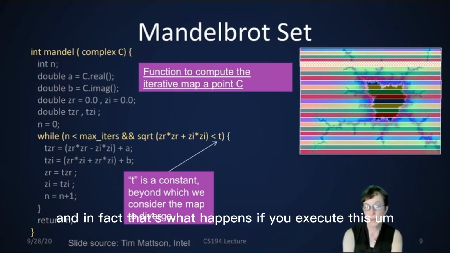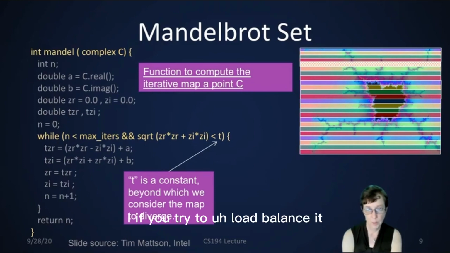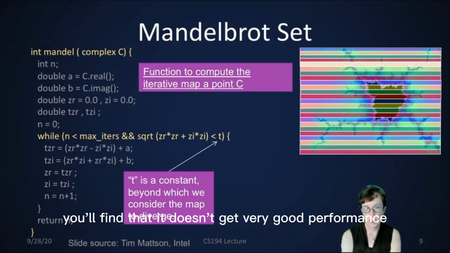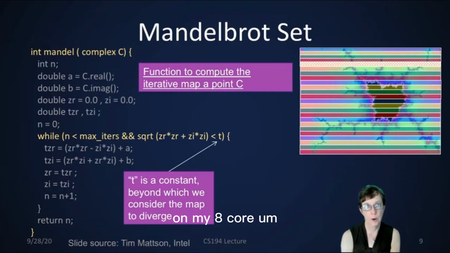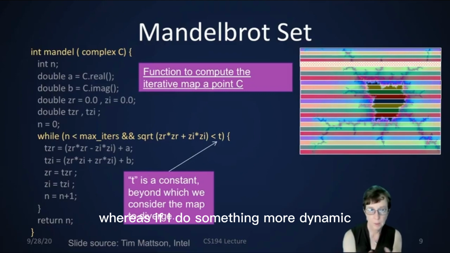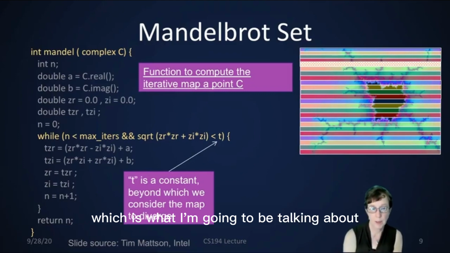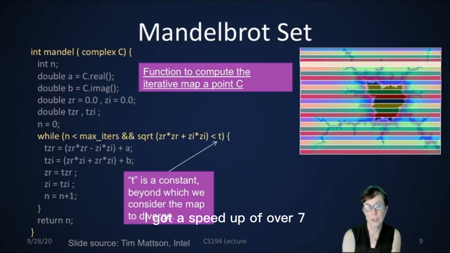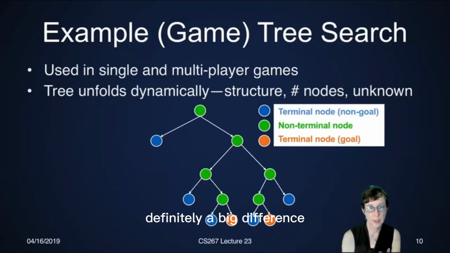And in fact, that's what happens if you execute this. If you try to load balance it by dividing up statically, you'll find that it doesn't get very good performance. On my 8-core laptop, in a static load balance, I got a speedup of a little over 2. Whereas if I do something a little more dynamic, which is what I'm going to be talking about, I got a speedup of over 7. So definitely a big difference.